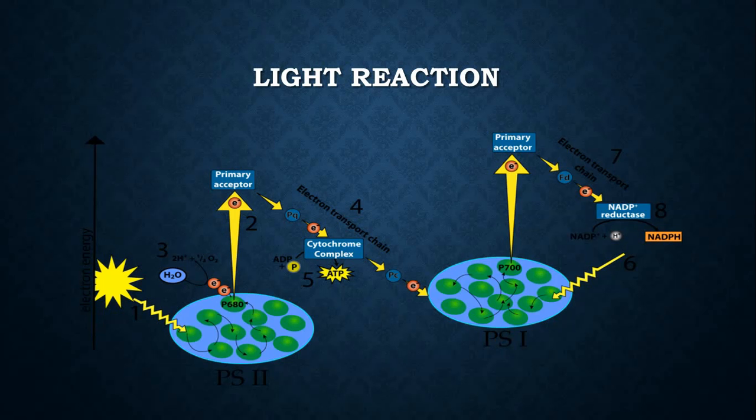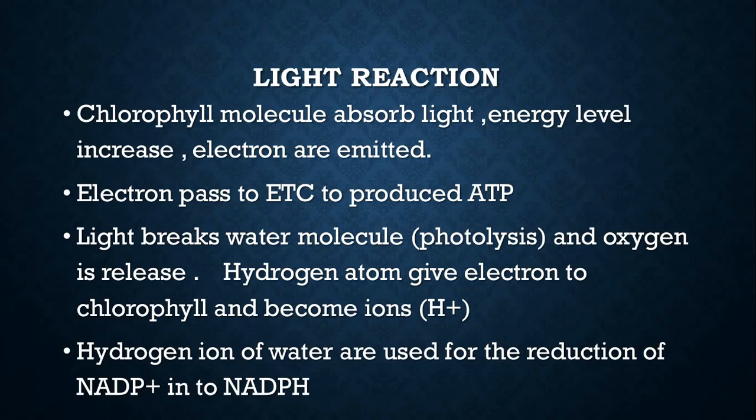When these electrons are moved from one chlorophyll to another chlorophyll, the hydrogen ions of water are used for the reduction of NADP plus. One atom of hydrogen is added, and they form NADPH. NADP plus is reduced. Second point, with the help of the electron transport chain, ATP is produced.